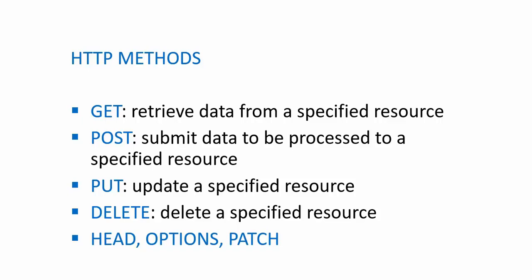And then we also have put. The put method is an update to a specified resource. And also we have the delete, which deletes a specified resource. And then we also have three other methods, which are head, options, and patch, but we're not going to go into details on these three. So we will be familiarizing only with get, post, put, and delete.